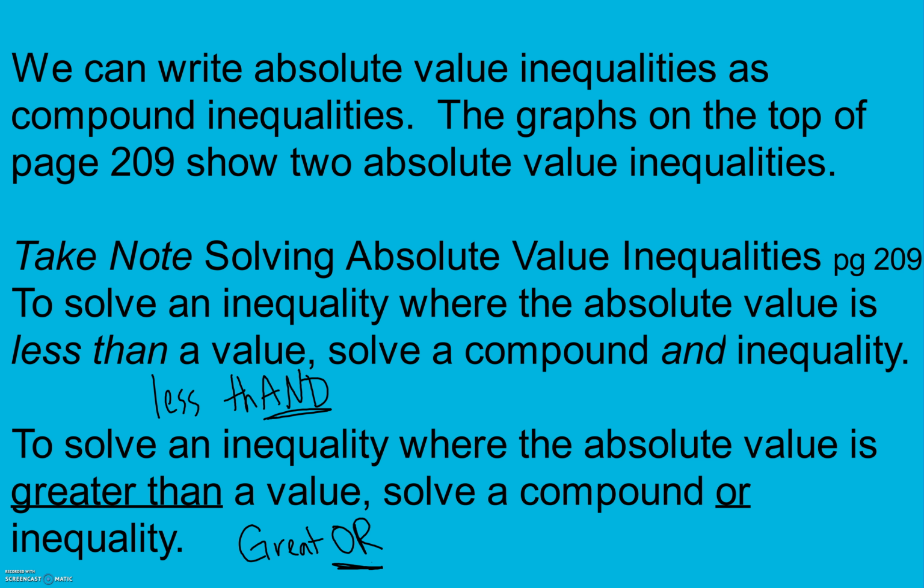So if our absolute value is less than a value, it's an and inequality. If our absolute value is greater than a value, it's an or inequality. And again, if we look at those graphs, that's what we're getting at. If our distance is less than, it means it's less than in both directions. It's only the things in between our value and its opposite. If it's a greater than, it's further away than that value in both directions. So it's further away in the positives and on the negative side.